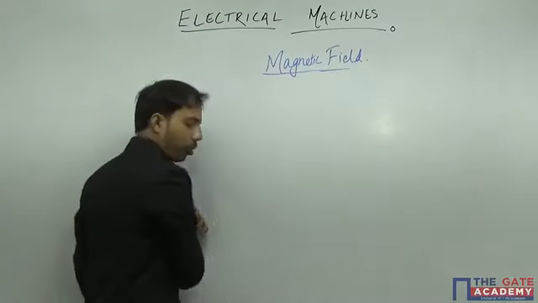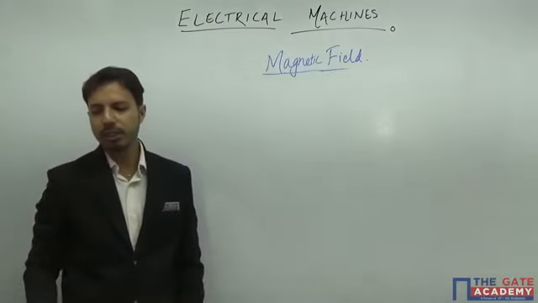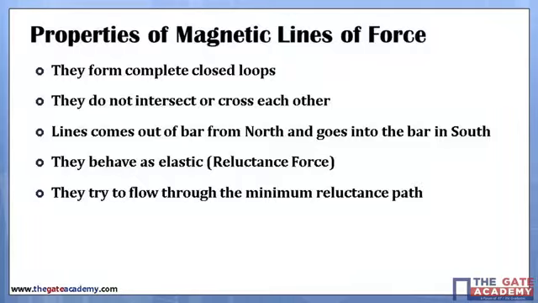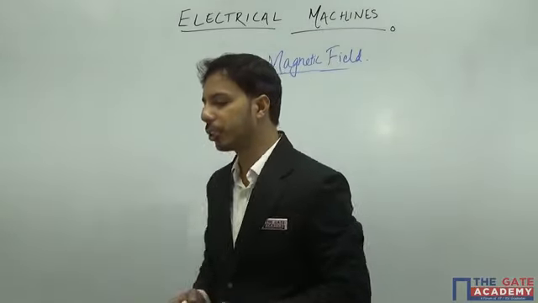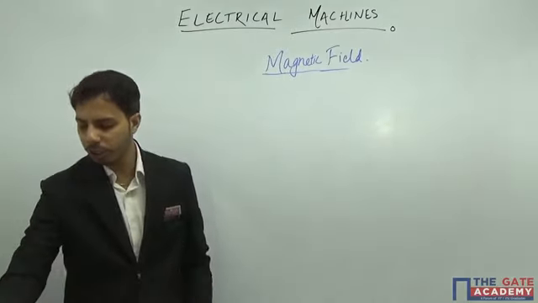So this is the fourth property of the magnetic field, which is that they behave as elastic. And the fifth property is derived from the same thing, which is that they try to flow through the minimum reluctance path. So these are the five properties of magnetic lines of force, which is very, very important for us to understand.